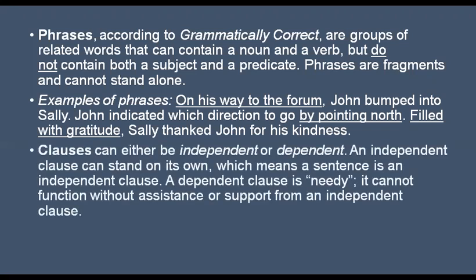Ito naman ang clauses. No? How many clauses are there? There are 2 clauses. The dependent, na hindi niya kayang tumindig mag-isa lamang, no? At saka independent. An independent clause is actually a complete sentence. Clauses can either be independent or dependent. An independent clause can stand on its own, which means a sentence is an independent clause. A dependent clause is needy. It needs to stand with the independent clause. It cannot function without assistance or support from an independent clause.